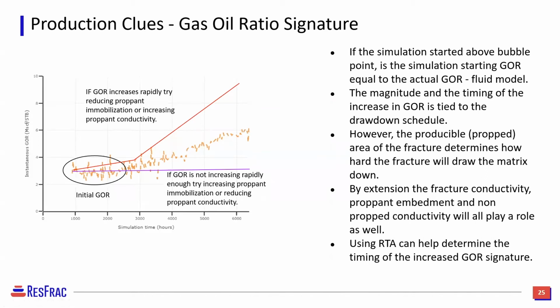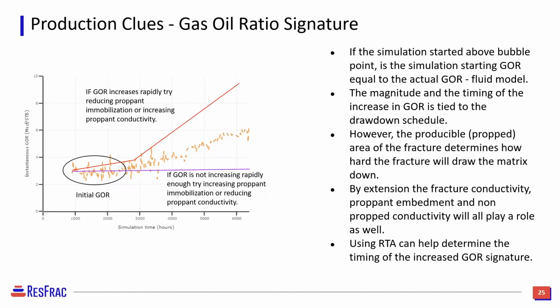So the first thing you want to look at here is your initial GOR. If your simulation is starting above the bubble point, then the simulation GOR should equal the actual GOR at the start of production. If it doesn't, we've got a problem with our fluid and or bubble point pressures. Make sure that if you're above bubble point, your initial GOR is correct. The magnitude and the timing of the increase in GOR is tied to the drawdown schedule, of course. However, the producible or the propped area is what's going to be driving the GOR changes.